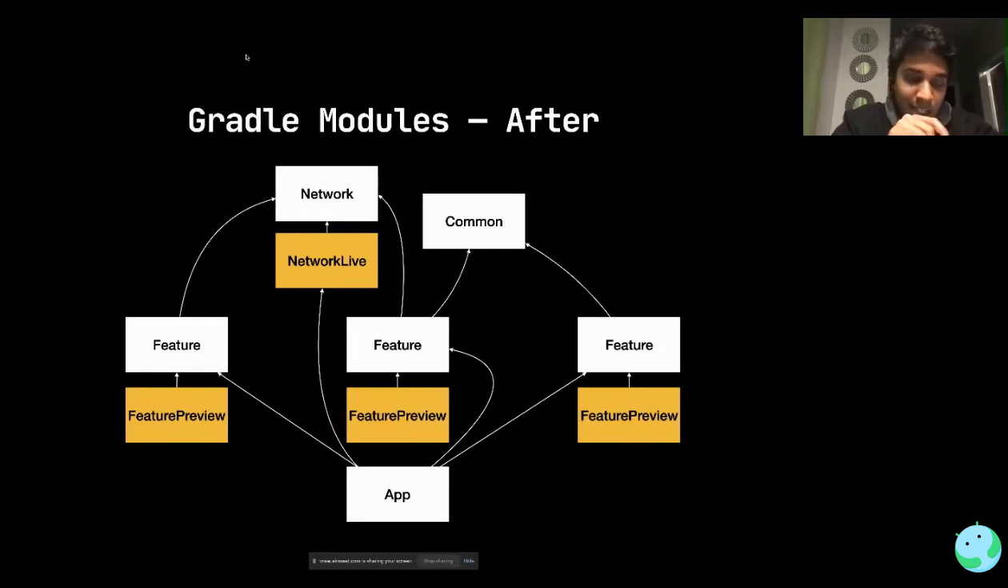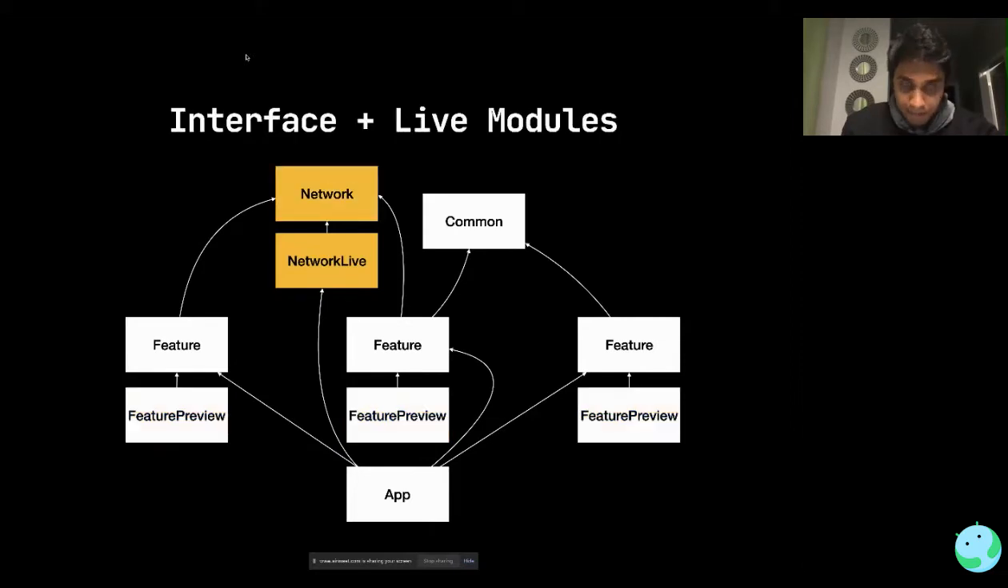And so I'll go into each of these momentarily. So the first thing you might notice, and this is probably the most important thing, is I now have two modules for the network-related dependencies. I have that network, and then I have that network live. The network module only holds the interface and potentially the fake implementations. And then network live holds only the real implementation and whatever dependencies that real dependency needs.